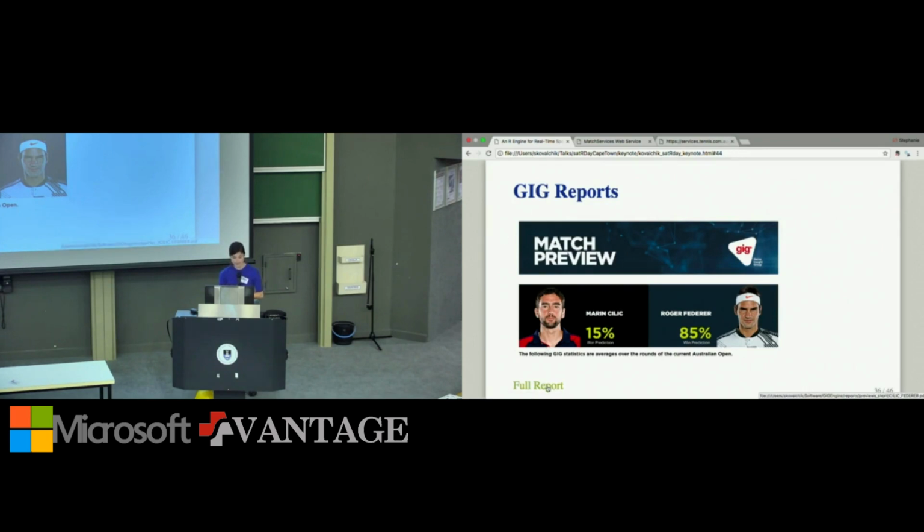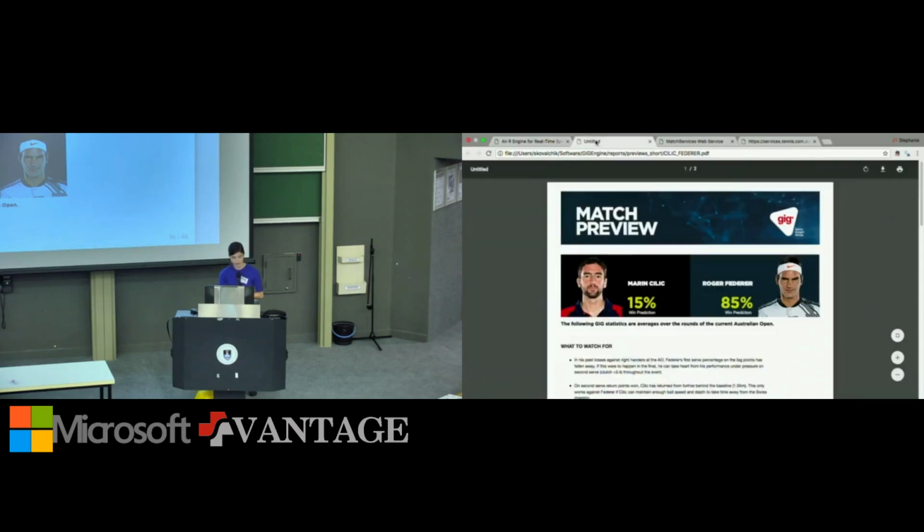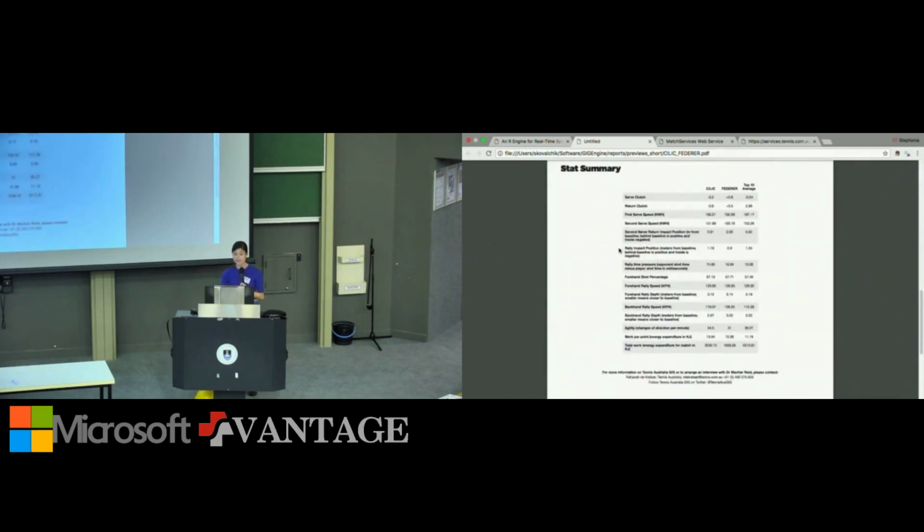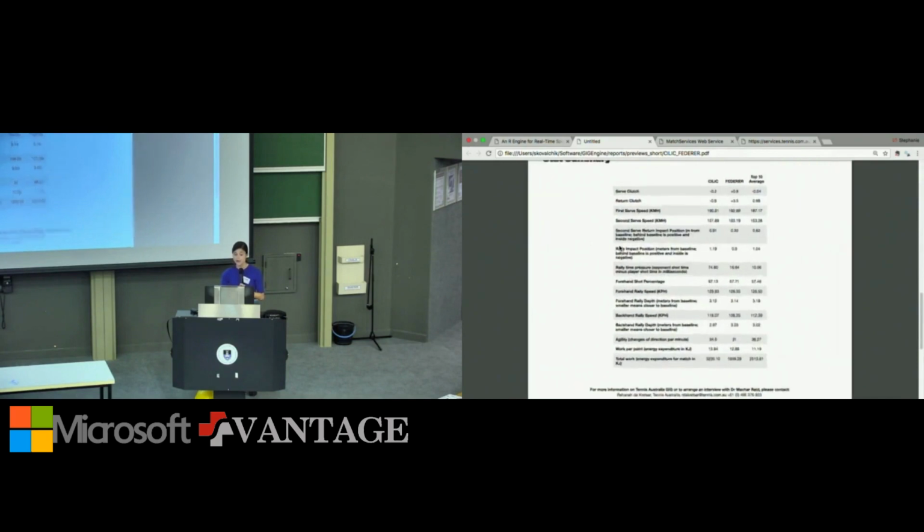To give you an idea, I'll just go to the full report, since you could only see part of it there. This is an example of what we called a match preview. Prior to the actual men's final, when we knew that Marin Cilic was going to be facing Roger Federer, we were able to create a report that had a number of summary stats for each player, and it corresponded to what they had done so far in the Australian Open itself.